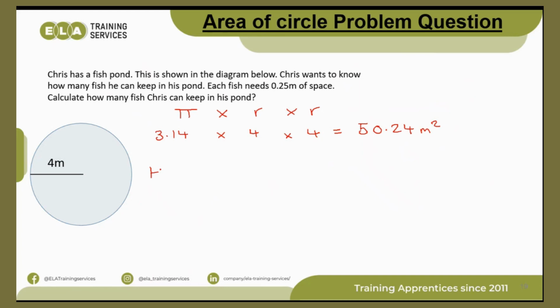Then to work out how many fish, we're then going to do our area like we've done before, divided by the area of the object. So 50.24 divided by 0.25 then tells us how many fish, which is 200.96. It's not enough room for 200.